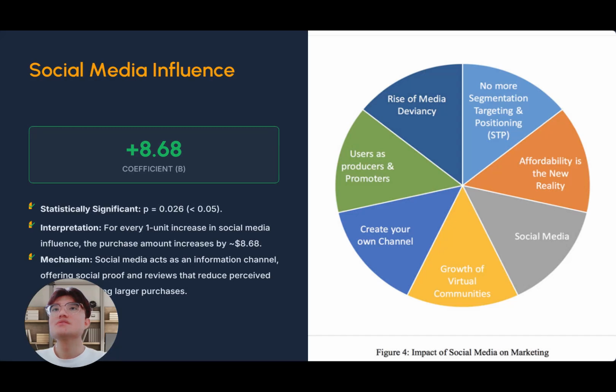Slide 8. Key findings. Social media. Moving to our regression results, let's talk about social media. The analysis showed a significant positive correlation. Specifically, for every unit increase in social media influence, the average purchase amount increased by approximately 8.68 units. This confirms that social platforms are not just for engagement, they are direct drivers of transactional value, likely through social proof and product discovery.